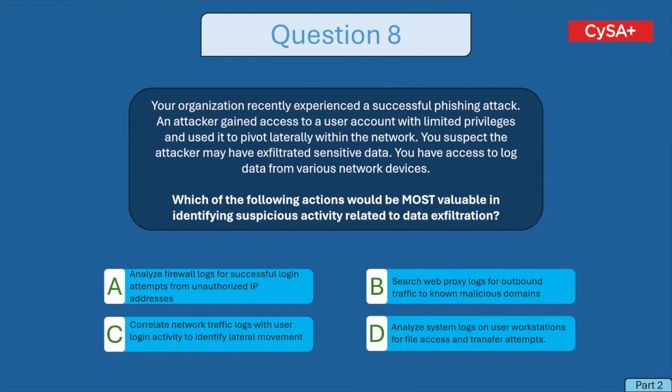I'm gonna go with C here. Correlating network traffic with user logins can help identify lateral movement. So I'm gonna go with C. Let's see if I'm right.